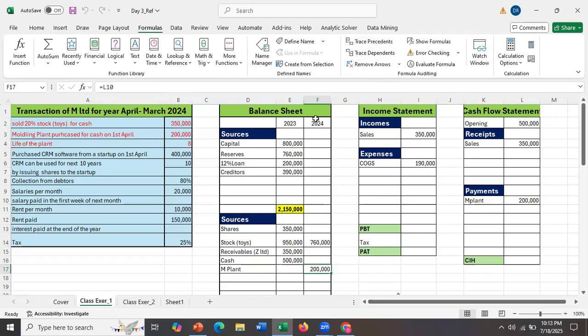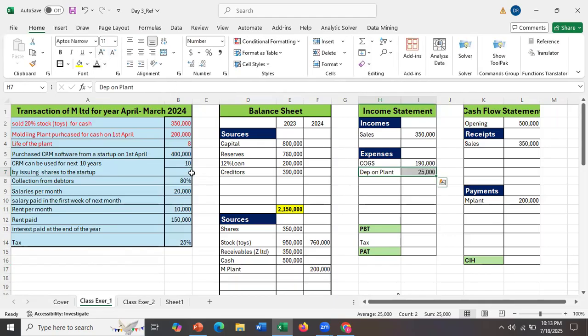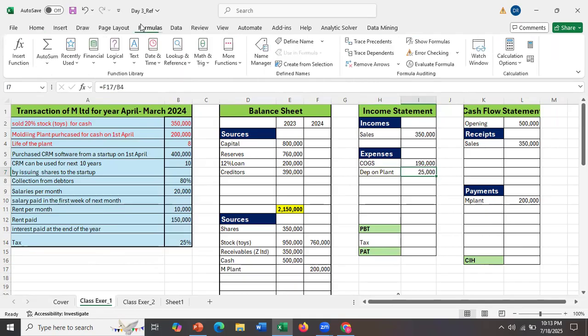And this asset is going to generate future cash flow or help in generating future cash flow. But what is the life? Life is 8. And we have used it for 1 year. So there is a corresponding reduction in the value of the asset, and that is depreciation on plant. For the time being, we are using a very simple formula to derive depreciation. Depreciation is equal to cost divided by life. But depreciation is a reduction in the value of the plant due to use. No outflow of cash. So there is no impact on the cash flow.